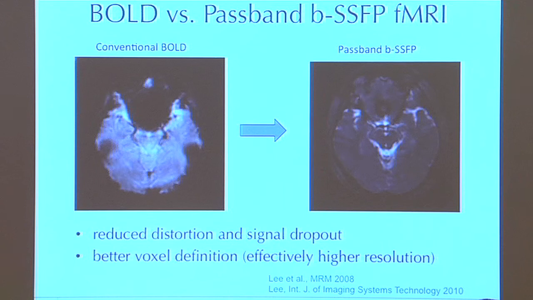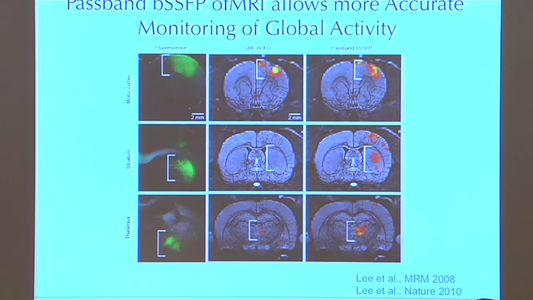And so applying this passband balanced SSFP approach to the OFMRI approach, we could also see that it allows more accurate monitoring of the global activity. On the left here, you see the fluorescence image. This is a fluorescence image collected from sacrificing the animal after the end of the experiment. And you can see that at the site of injection you see fluorescence, and also at downstream axonal projection sites, which shows the areas that are anatomically connected. And when we drive a subset of these neurons, we expect to see some amount of activity at these sites that are directly anatomically connected.